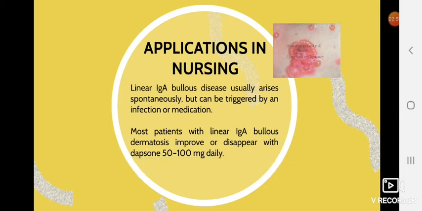Linear IgA bullous dermatosis usually occurs spontaneously but can be triggered by an infection or medication. Most patients with linear IgA bullous dermatosis improve or the disease disappears spontaneously within weeks or days.